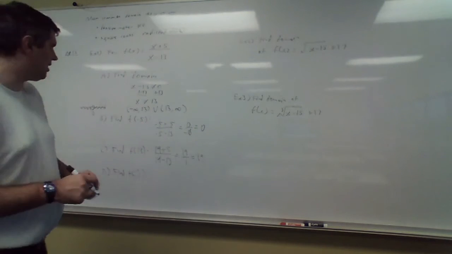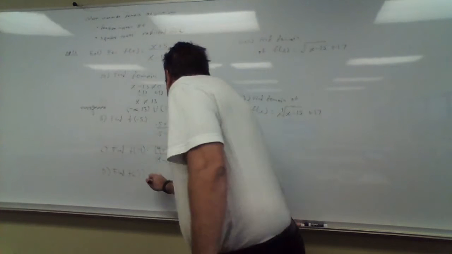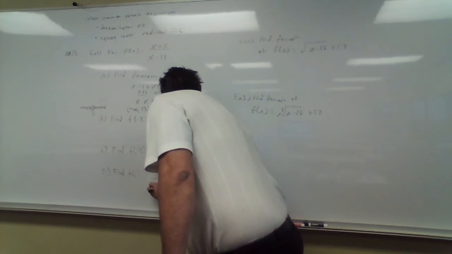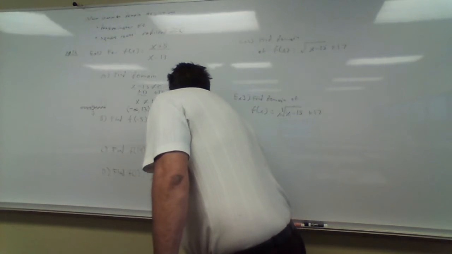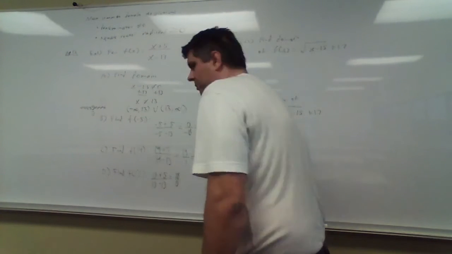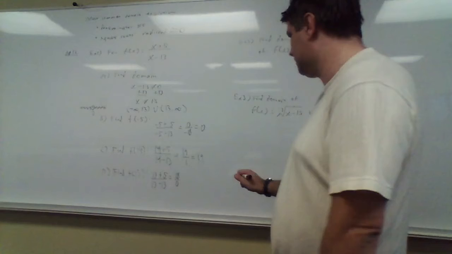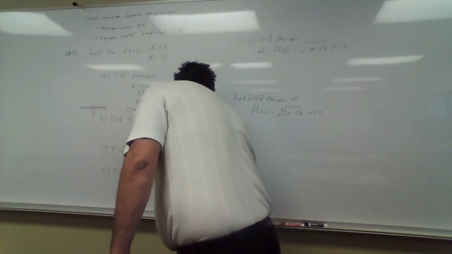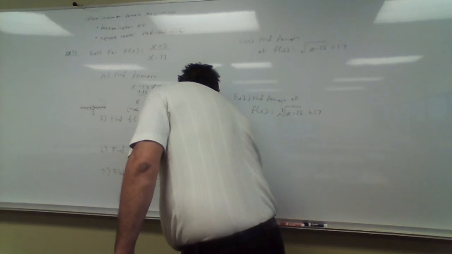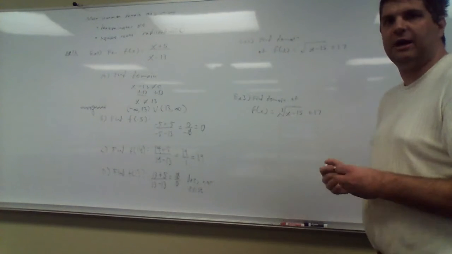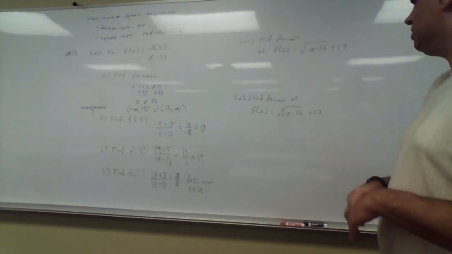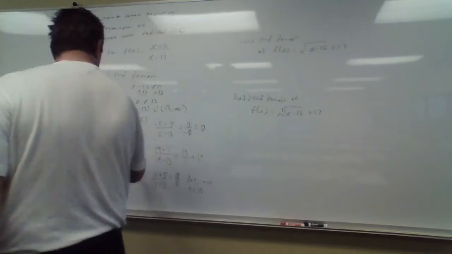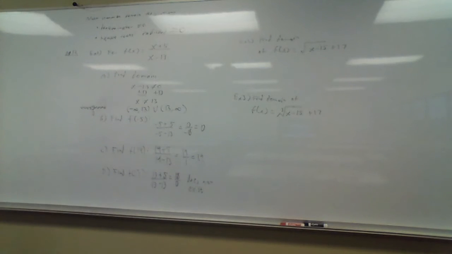Okay? F of 13 would be 13 plus 5 over 13 minus 13, which gives you 18 over 0, which doesn't exist. Okay? There is no division by 0. Okay? So that's the reason 13 is not in the domain. Okay? 13 is excluded from the domain because it doesn't give a real valued output.